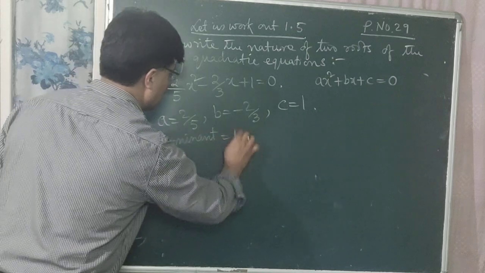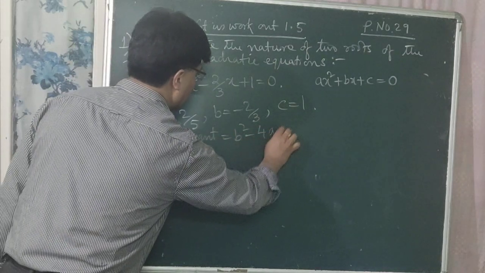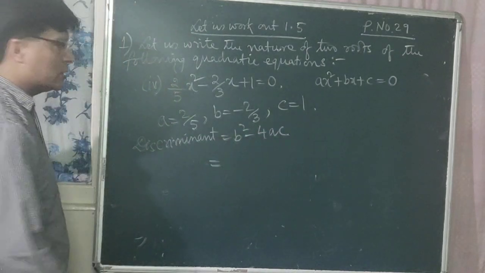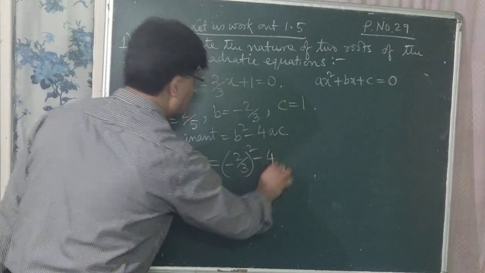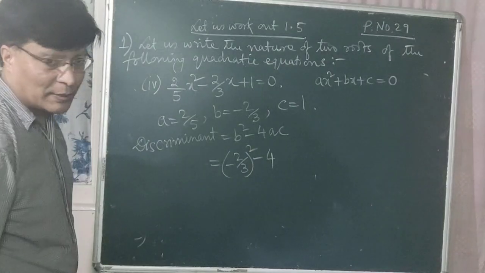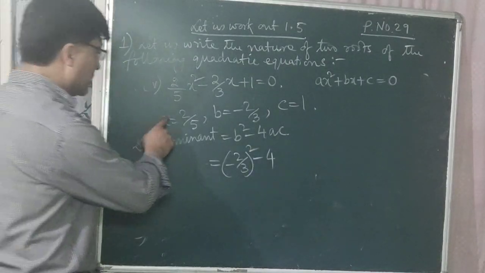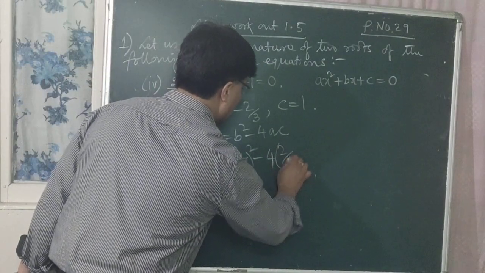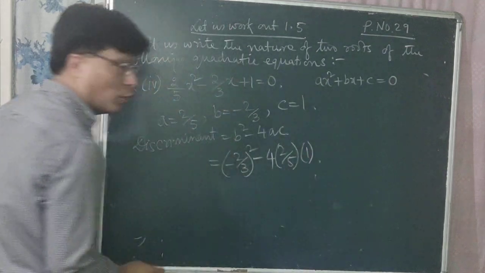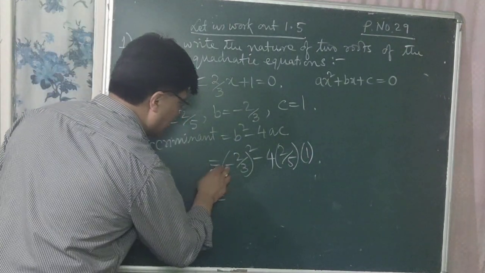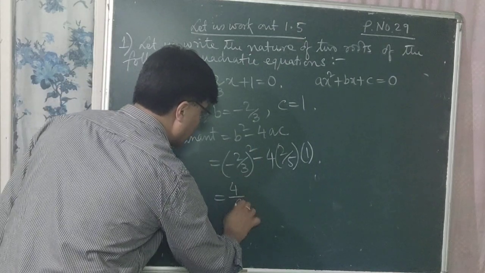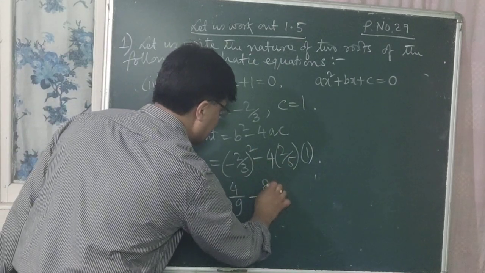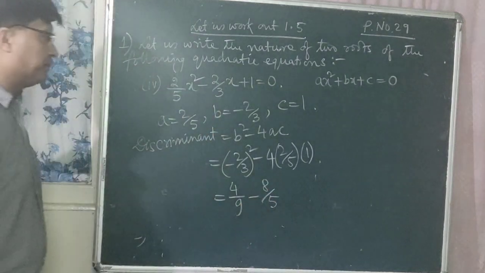So discriminant is equal to b square minus 4ac, which is equal to minus 2 by 3 whole square minus 4 into 2 by 5 into 1, which is equal to minus whole square is plus, 2 square is 4 and 3 square is 9, minus 4 2s are 8 divided by 5.